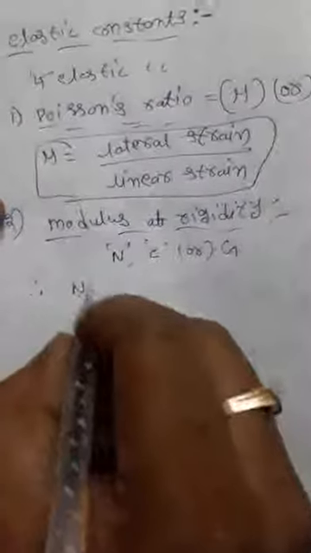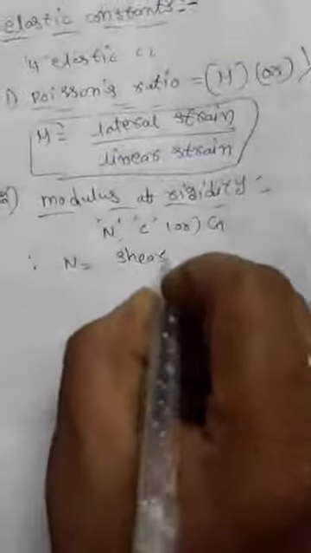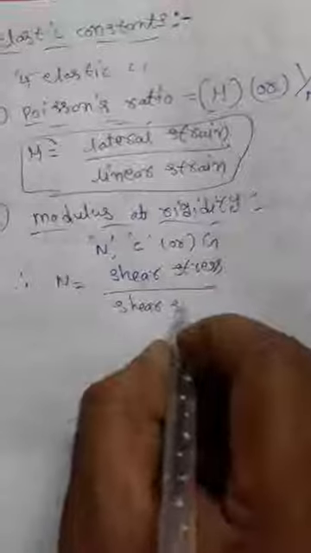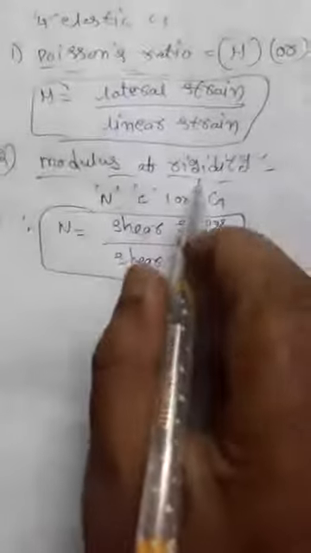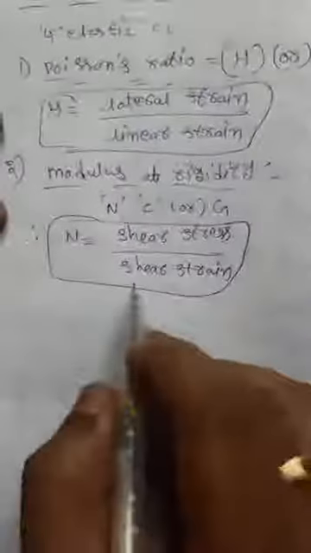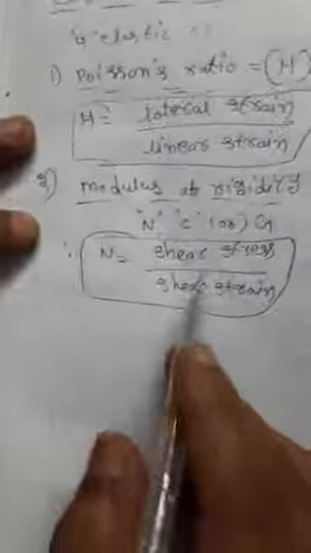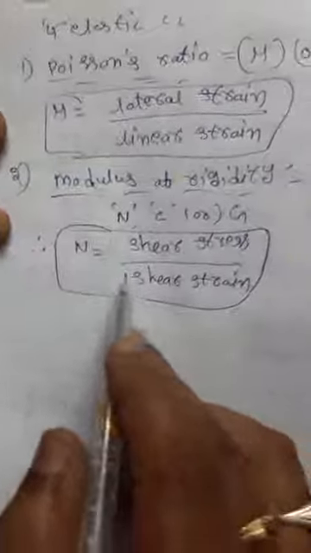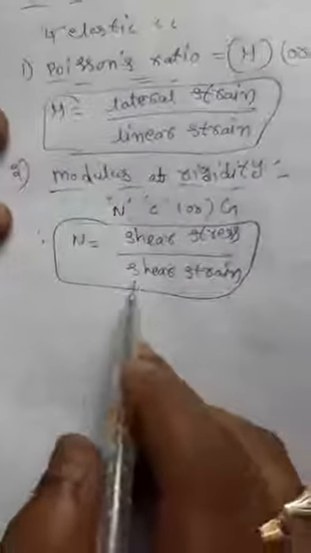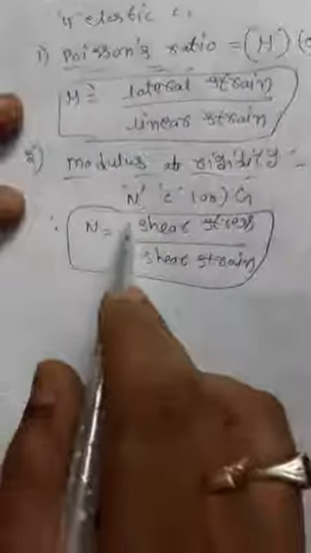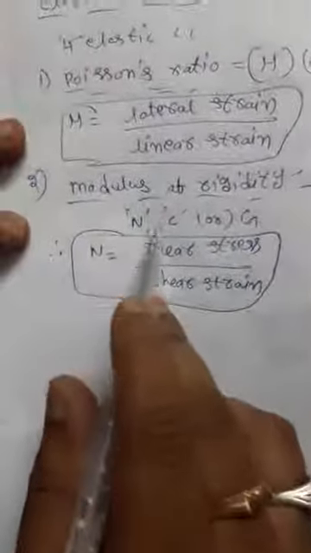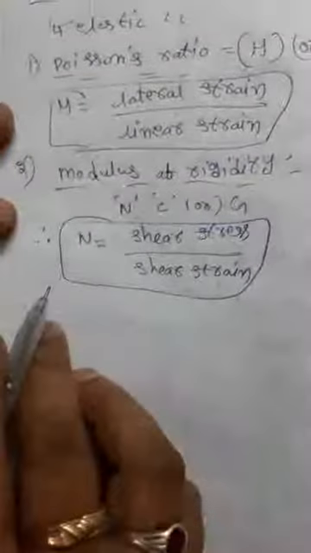The modulus of rigidity formula is N equal to shear stress by shear strain. The ratio between shear stress and shear strain is called the modulus of rigidity. The modulus of rigidity is denoted by N, C, or G.